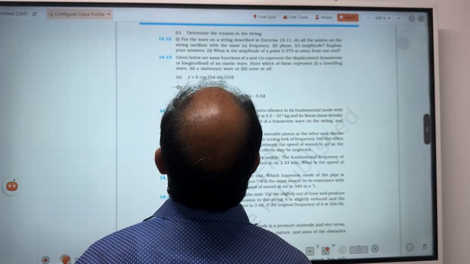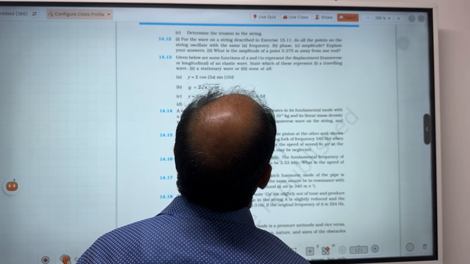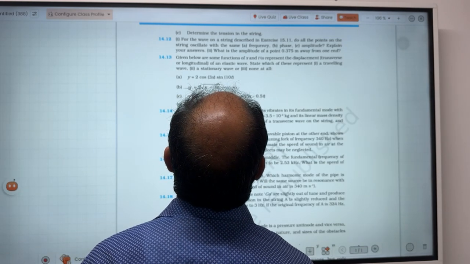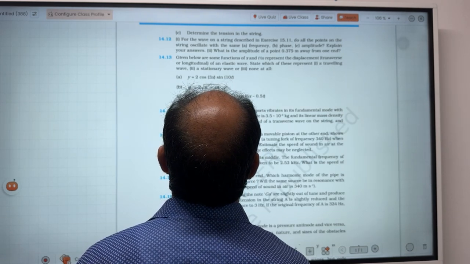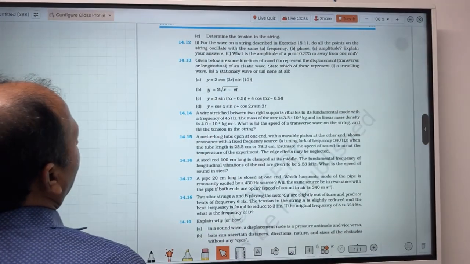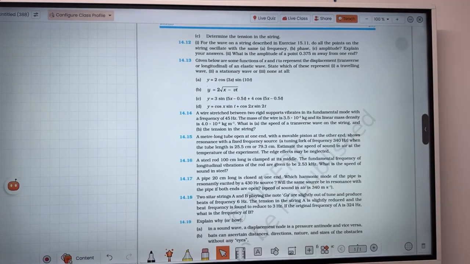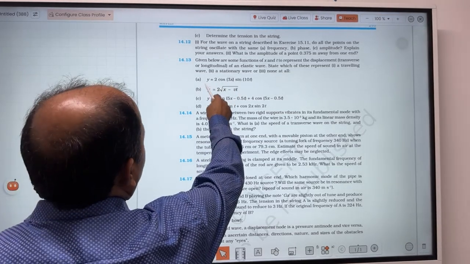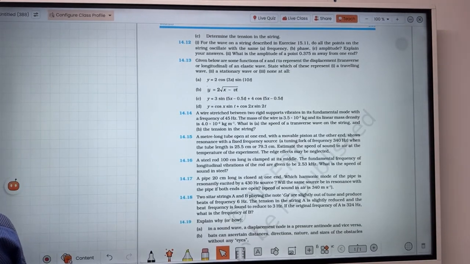Now let's consider question number 13. Given below are some functions of x and t to represent the displacement, transverse or longitudinal, of an elastic wave. State which of these represent a traveling wave, a stationary wave, or none at all. The first one. So here two components are there. As we have seen, when two waves superpose we get a stationary wave, and the equation of a stationary wave looks like this. So first is a stationary wave, right?